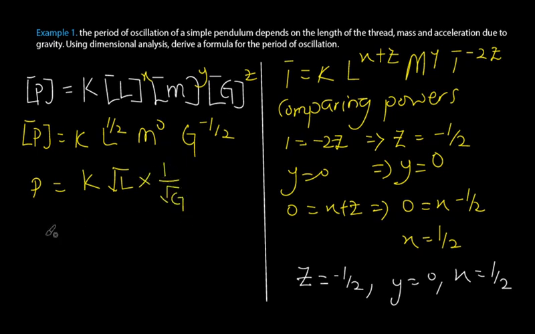So if we further simplify this, we have period will be equal to k root of L divided by root of g. So this is the relationship between the period of oscillation and the length, the gravity, and the mass. So from here we can simply say that the period of oscillation does not depend on the mass, because at the end the mass is not in the equation over here, so they are not related. So the period does not depend on the mass, but it depends on the root of the length, and is inversely proportional to the root of the gravity.